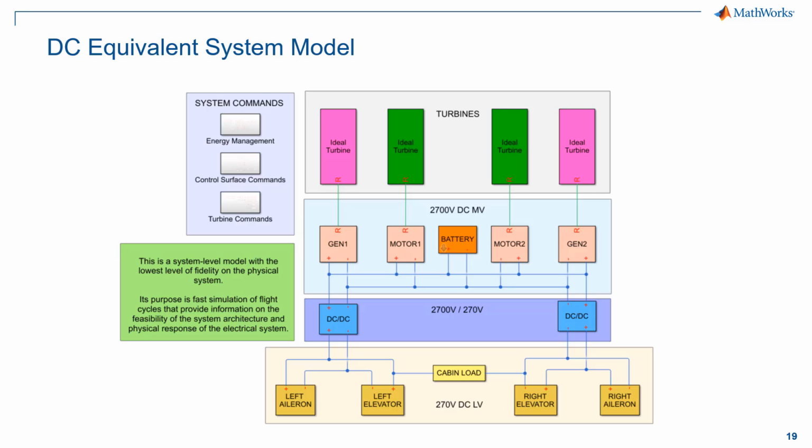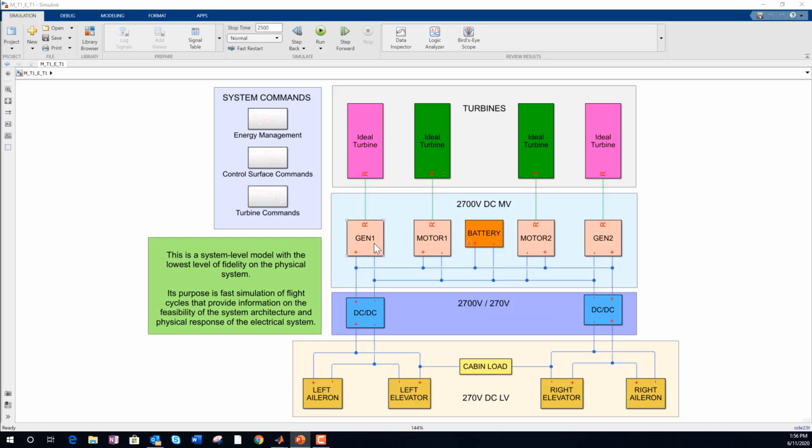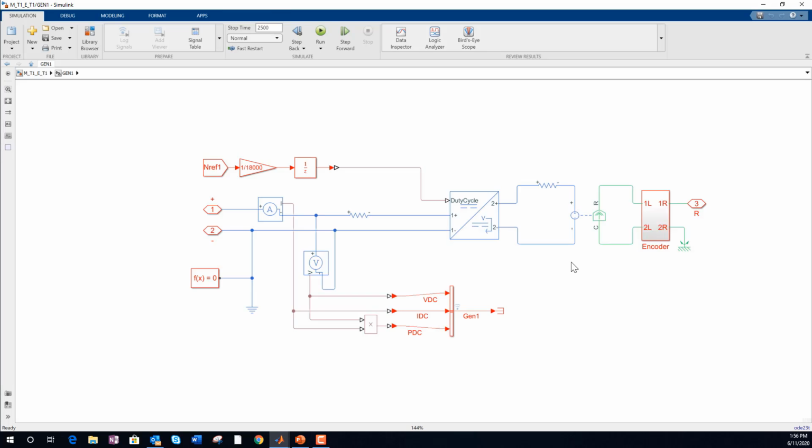This is a DC equivalent system model, meaning that we are not yet modeling the AC components, and we model the main turbines as ideal rotational speed sources and the electric turbines as ideal torque sources. With this model, we can run very rapid simulations which give us information on high-level operational response. We'll now open up the model and take a closer look. First, I'll just click on Generator 1. You can see here that we are using an ideal electromechanical converter for Generator 1. And in fact, we are using these ideal converters for all the electromechanical systems.